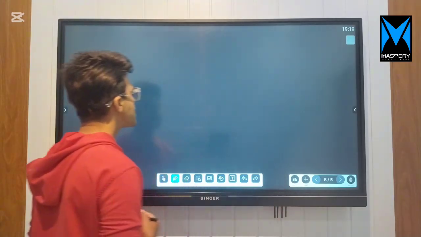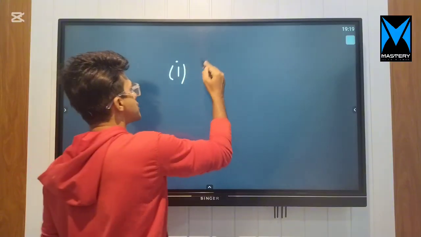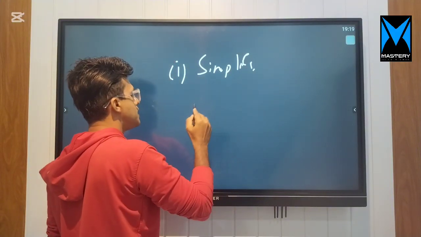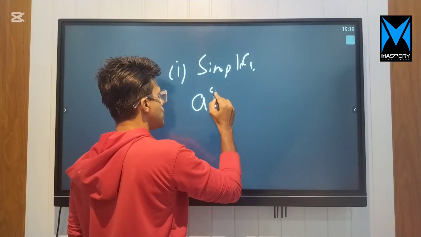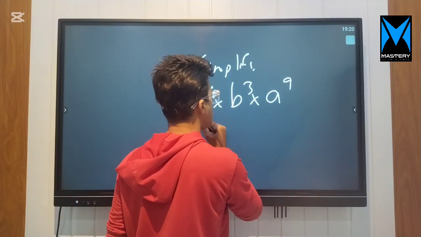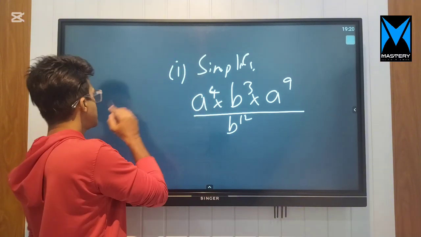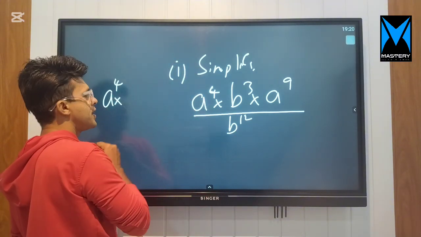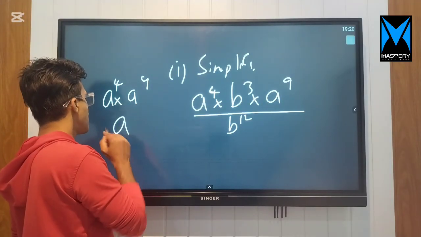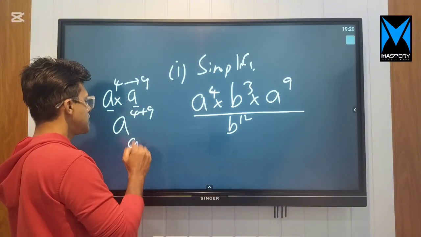Okay, indices. So the first question is: simplify a to the power 4 into a to the power 9 into b to the power 3 over b to the power 12. How can you do this? When the base is equal and it multiplies, you are able to add indices. So here for a, you could add these two. 4 plus 9 is 13.